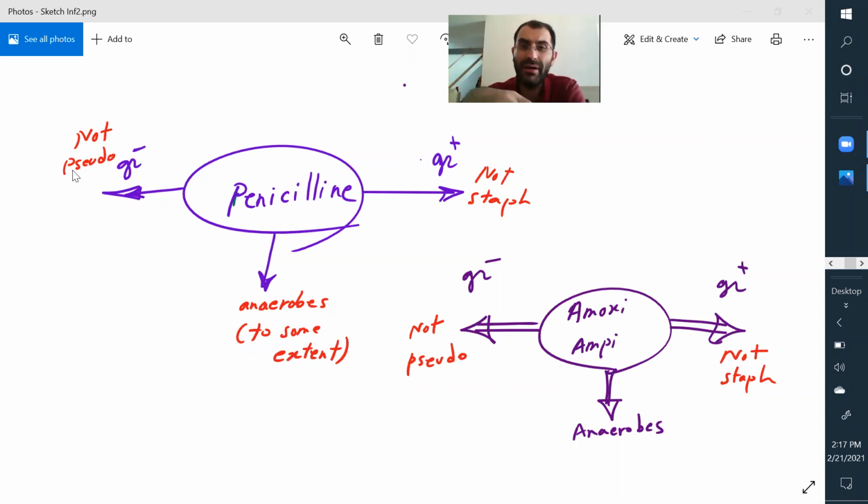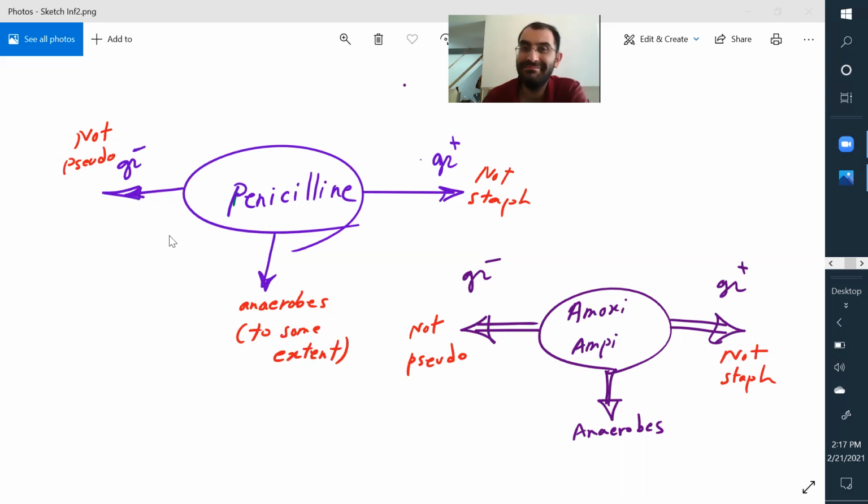I am recording the antibiotics for you guys as my penalty. So penicillin: it is a gram-positive killer and a gram-negative killer. It's not a fantastic anaerobe killer for sure, but it's a broad spectrum antibiotic. It can kill a lot of gram-positives and a lot of gram-negatives. That's why we call it broad spectrum.